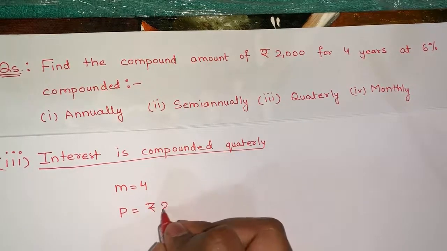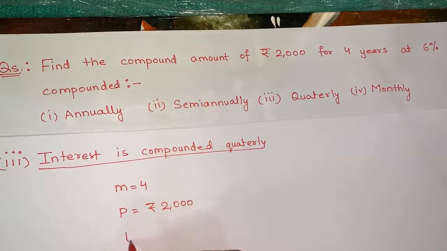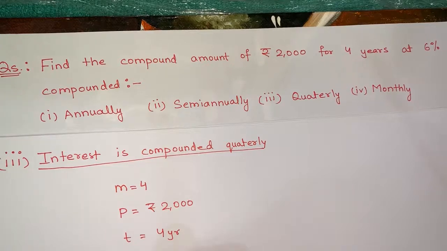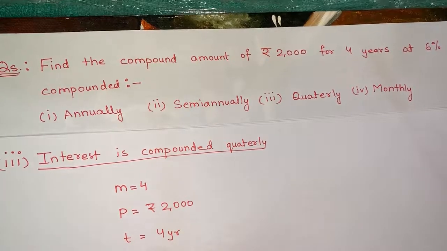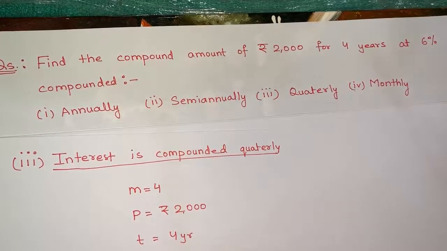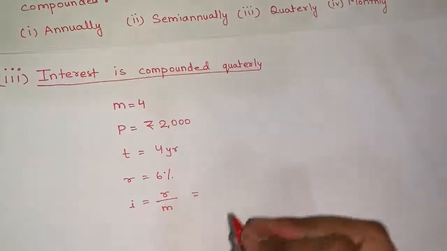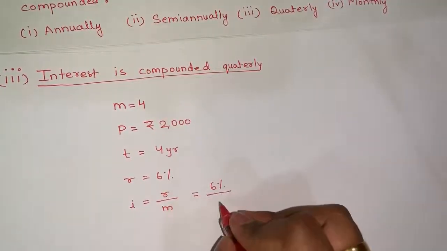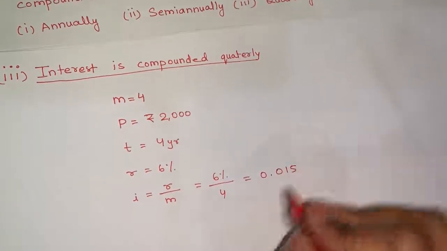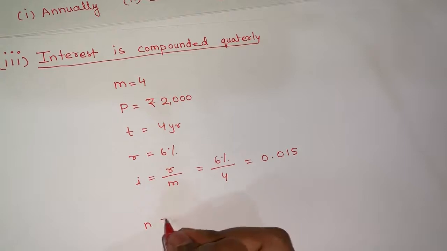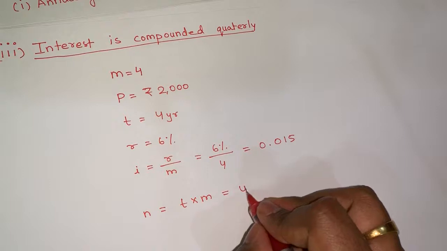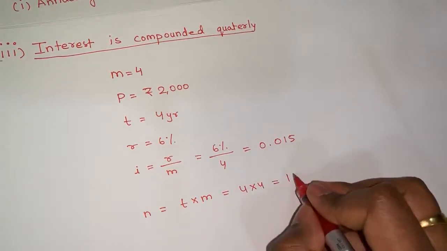Principal is known to us, which is 2000. We know the time period, which is 4 years. We know the rate of interest, which is 6%. So we can calculate our i. Our i is r divided by m, which is 6% divided by 4, which is 0.015. We can also compute our n. n is equal to t multiplied by m, which is 4 multiplied by 4, which is 16.